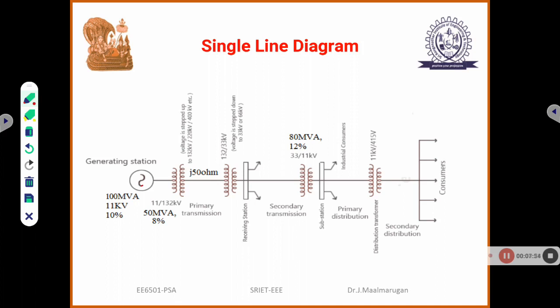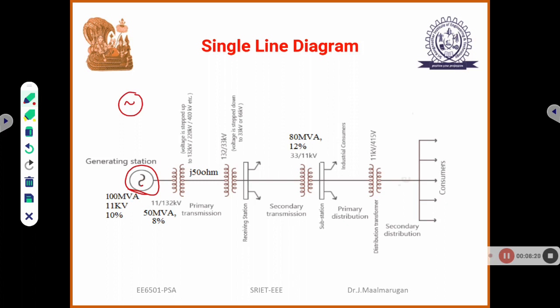So this is the pictorial representation. The components are represented by standard symbols. You can see the generator component. This is the generator. Components are represented by standard symbols. Simply a circle, this symbol is called the generator symbol. Each and every component has a standard symbol. So generator like this.